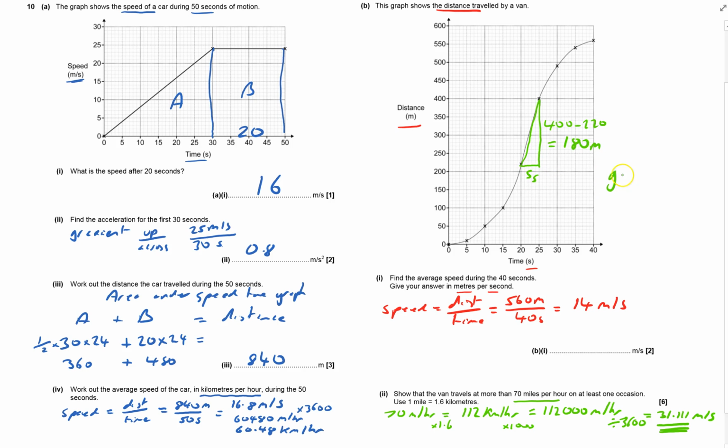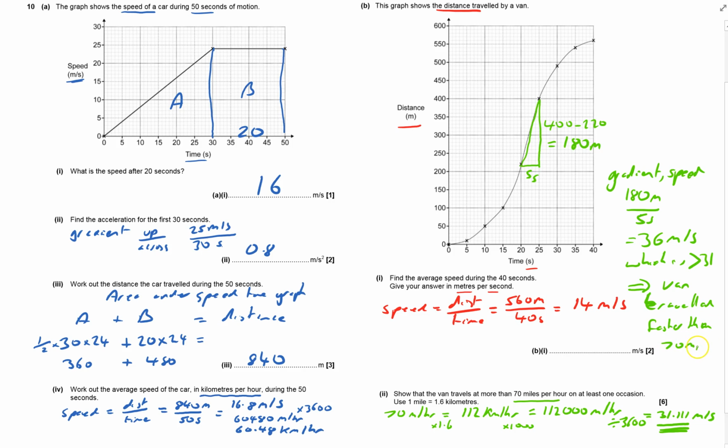So the gradient, which is the speed, which is the up, or change in y over change in x, is 180 meters divided by 5 seconds, and that equals 36 meters per second, which is greater than 31. Therefore, the van travelled faster than 70 miles per hour.